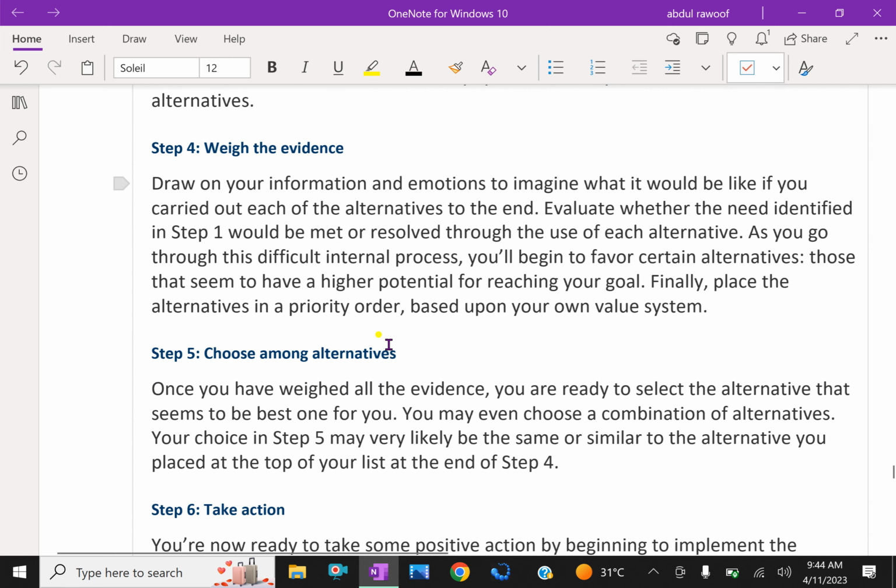Weigh the evidence. Fourth step, draw on your information and emotions to imagine what it would be like if you carried out each of the alternatives to the end. Evaluate whether the need identified in step 1, that is the decision to be made, would be met or resolved through the use of each alternative. As you go through this difficult internal process, you will begin to favor certain alternatives, those that seem to have higher potential for reaching your goal. Finally, place the alternatives in priority order based upon your own value system.